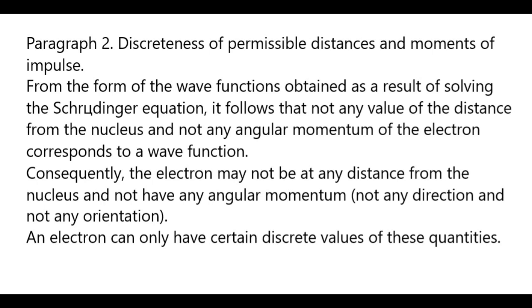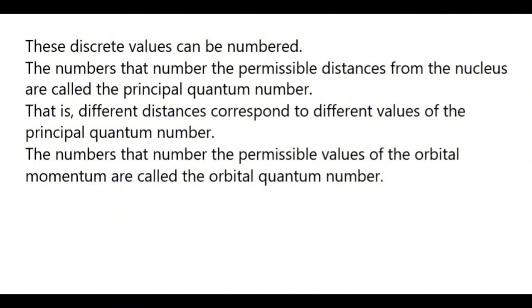An electron can only have certain discrete values of these quantities. These discrete values can be numbered. The numbers that number the permissible distances from the nucleus are called the principal quantum number. That is, different distances correspond to different values of the principal quantum number.